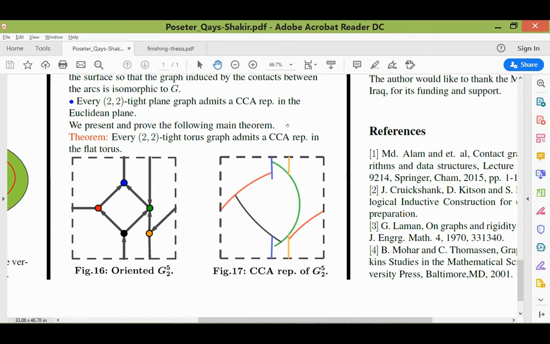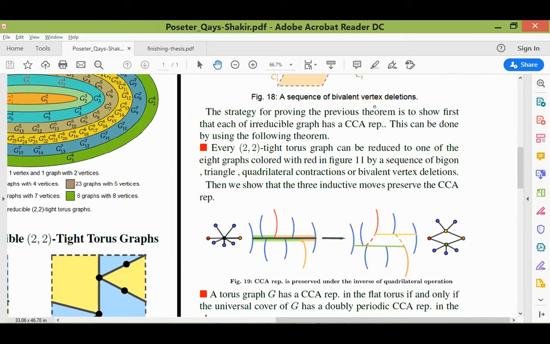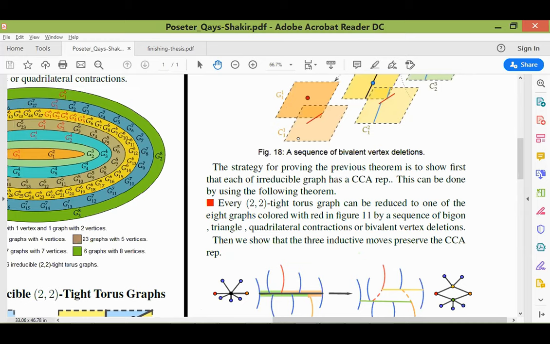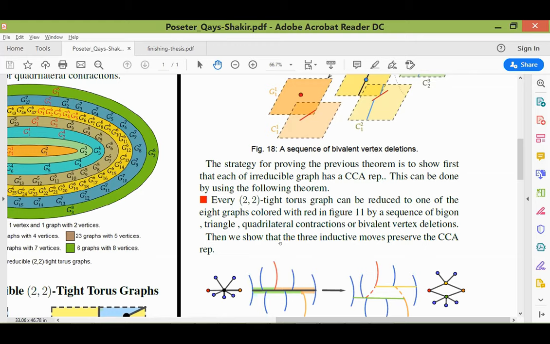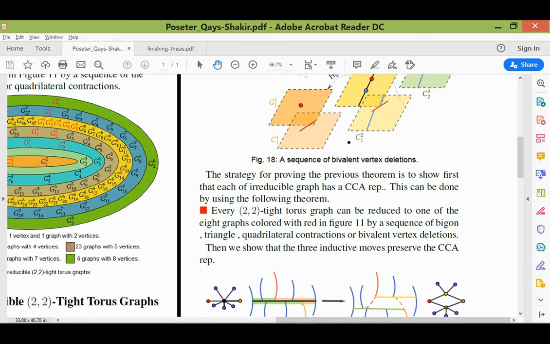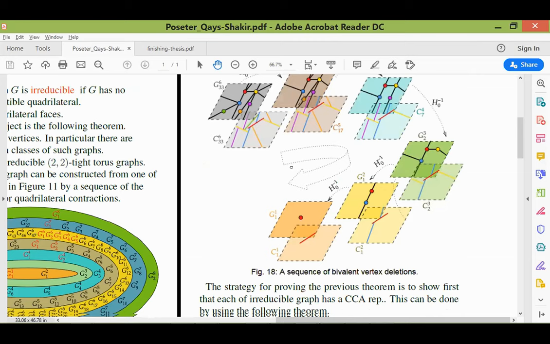And we use the result that we got from the previous computations to prove the previous theorem. And this is just an explanation about how we use the contractions to prove the theorem.